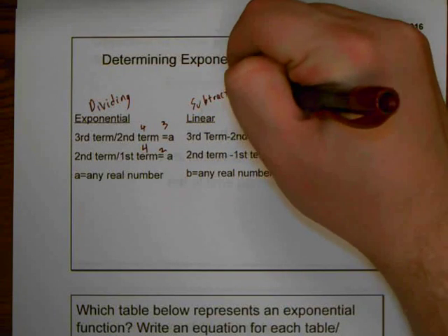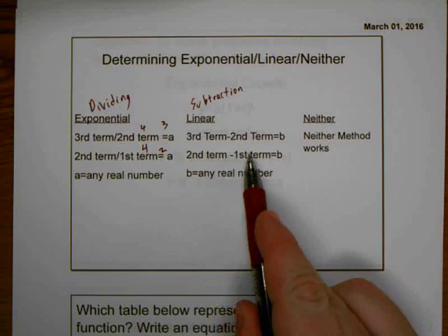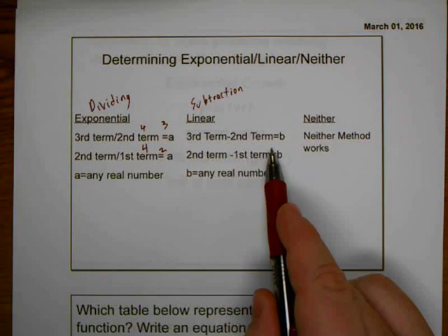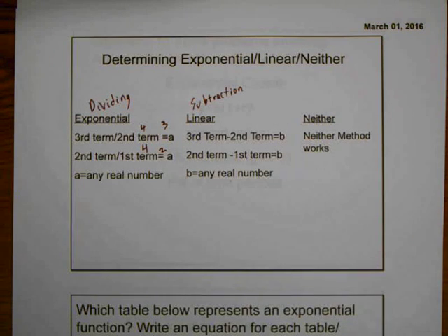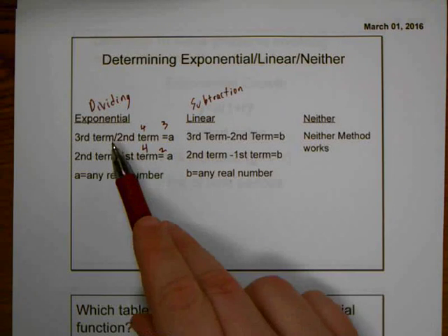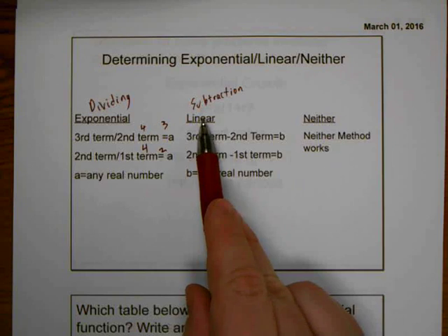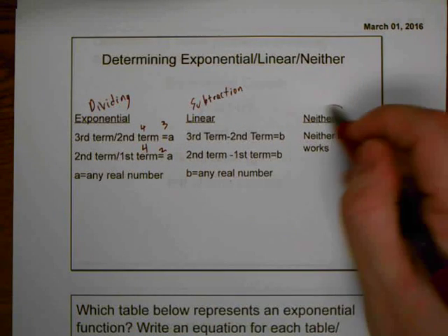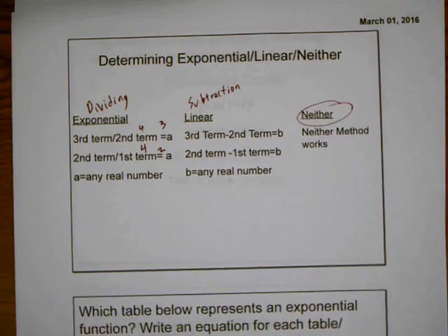For linear, we're going to do something similar, but we're going to use subtraction. We're going to subtract the third term minus the second term, and the second term minus the first term. And if that comes out to be the same, it's going to be linear. Now, if we do both of these tests and neither one works, we aren't going to classify it as anything yet. There are all kinds of other functions it could be. It could be quadratic, logarithmic, absolute value, anything like that. But for right now, we're just worried about exponential and linear. So if it is neither exponential nor linear, then all we would write is neither, and that's when both methods fail.